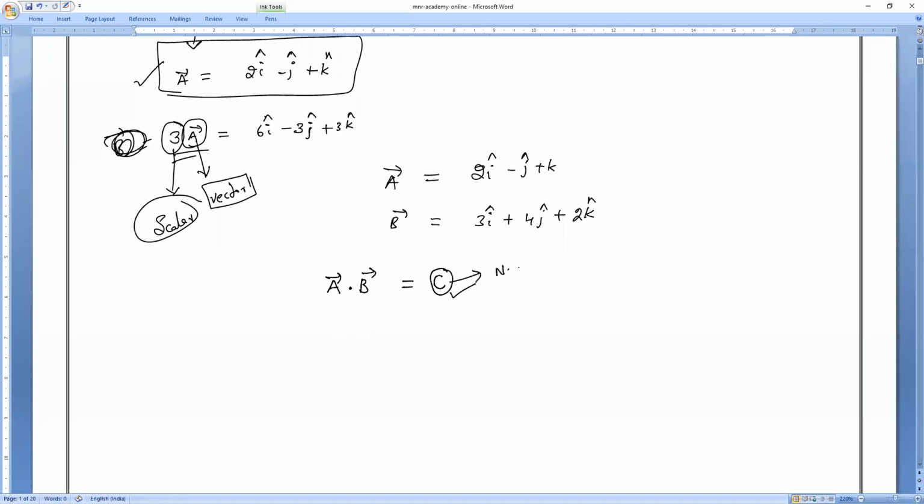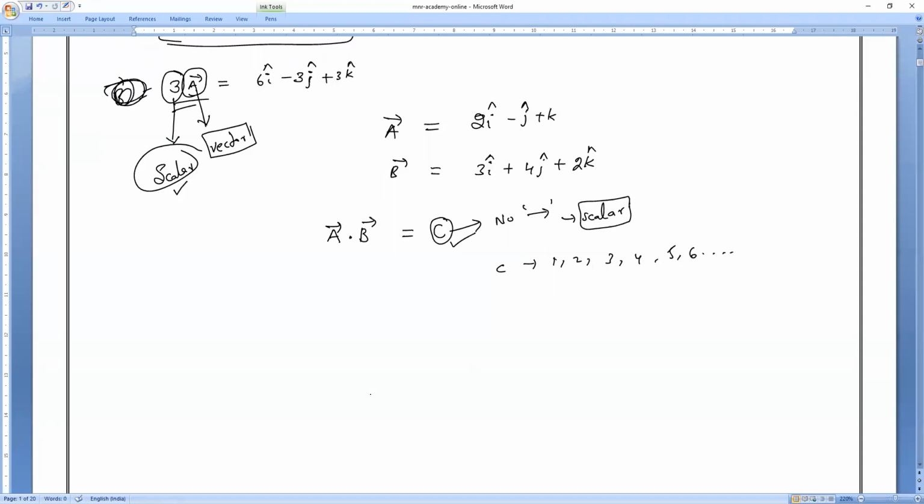No arrow is mentioned because it is a scalar, not a vector. What does scalar mean? It's just a number, like C is 1 or 2 or 3 or 4 or 5 or 6. Is it okay, everybody? Mr. Monish, Mr. Rudreshwar, clear what I'm saying? Yes, sir.